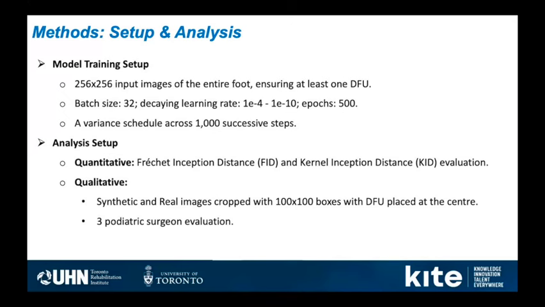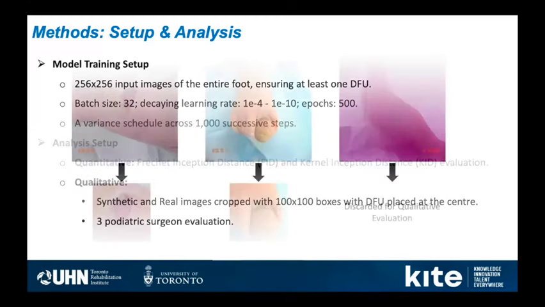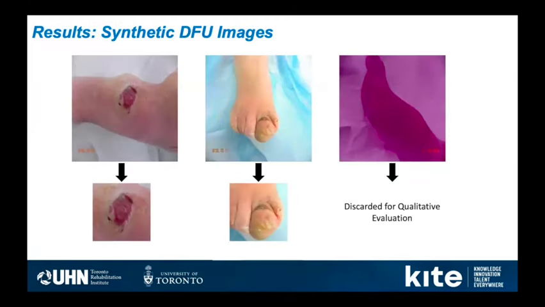So we set up a diffusion model particularly for generating diabetic foot ulcers, as explained in the specifics of the model here. We also use FID and KID for quantitative evaluation. And we also use three podiatric surgeon evaluators to go over our generated images versus real images and rate whether they are real or fake. So we gradually improved our ability to generate a synthetic data set.